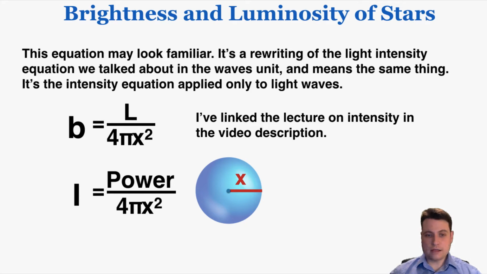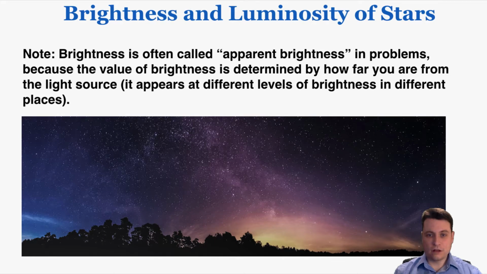So if you're not sure why the equation looks the way that it does, I've linked the original lecture on intensity in the video description. So if you're not understanding where that 4 pi r squared comes from, it's basically because light radiates out in all directions in a sphere, and the equation for the area of a sphere is 4 pi times the radius squared. Again, if you're not understanding that, you can review the intensity lecture in the video description. Brightness is often called apparent brightness in problem solving because the value of brightness is determined by how far you are from the light source. So the brightness is always how that brightness appears to us.